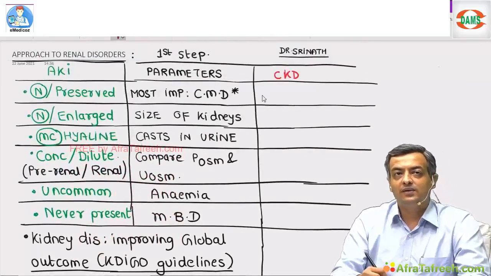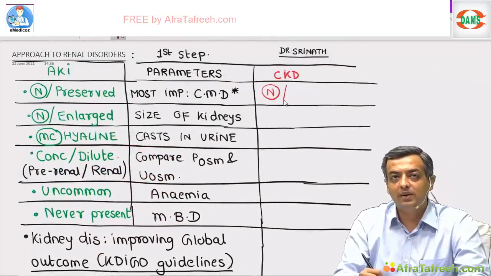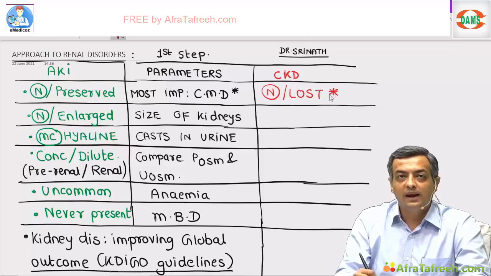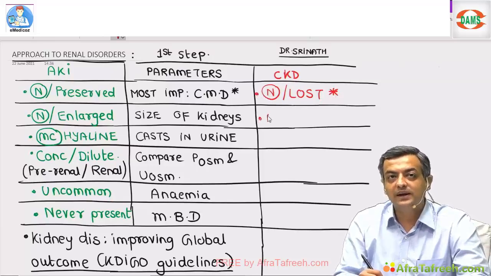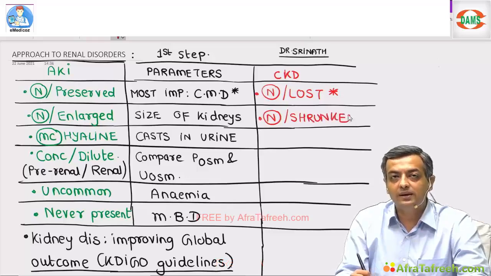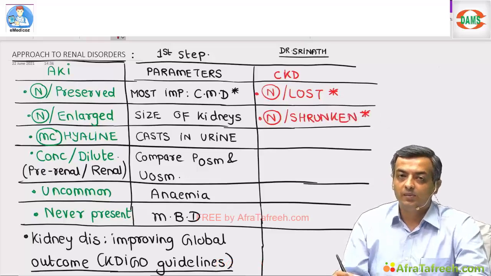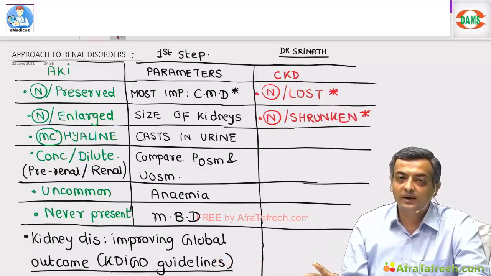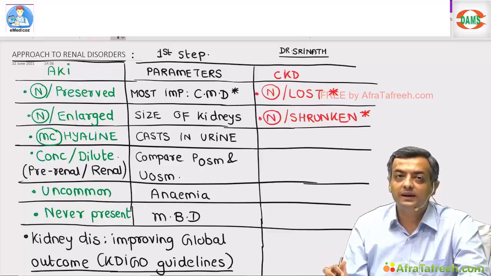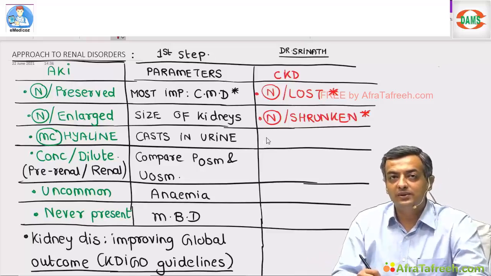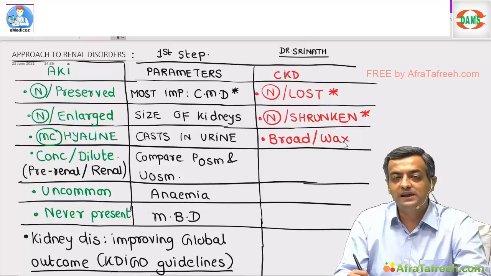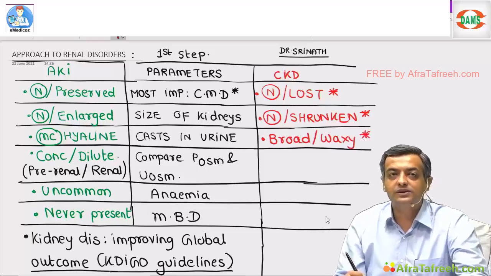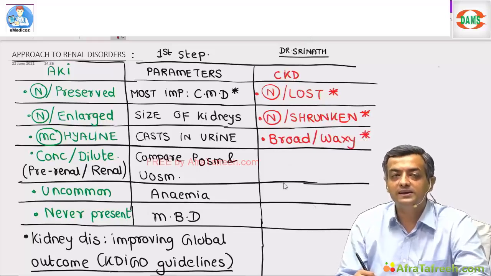In CKD, what will you find? The CMD may be normal or lost. If it is lost, it is definitely CKD. Size of the kidney may be normal or shrunken. If it is shrunken, it is definitely CKD, because there is no case of acute kidney disease which comes with a shrunken kidney. The specific cast in the urine is the broad waxy cast, which can be seen only in advanced cases of chronic kidney disease.